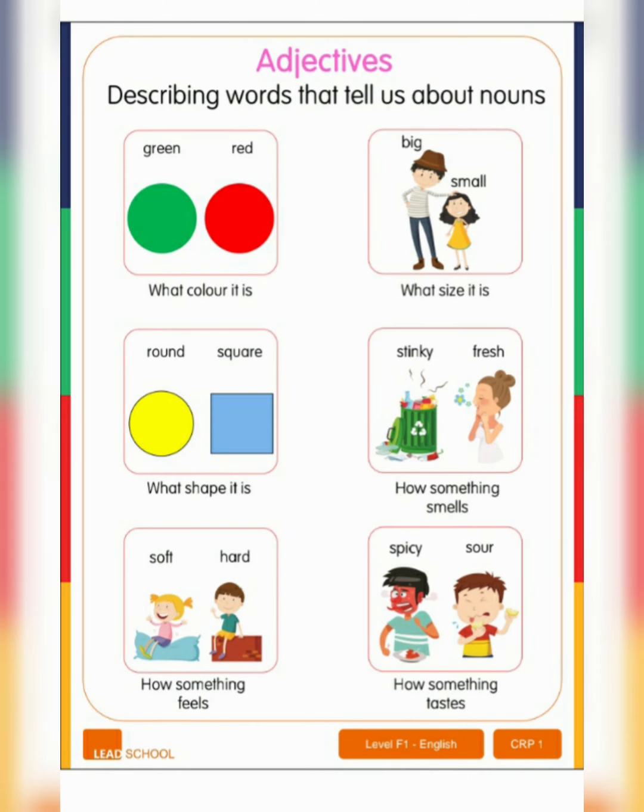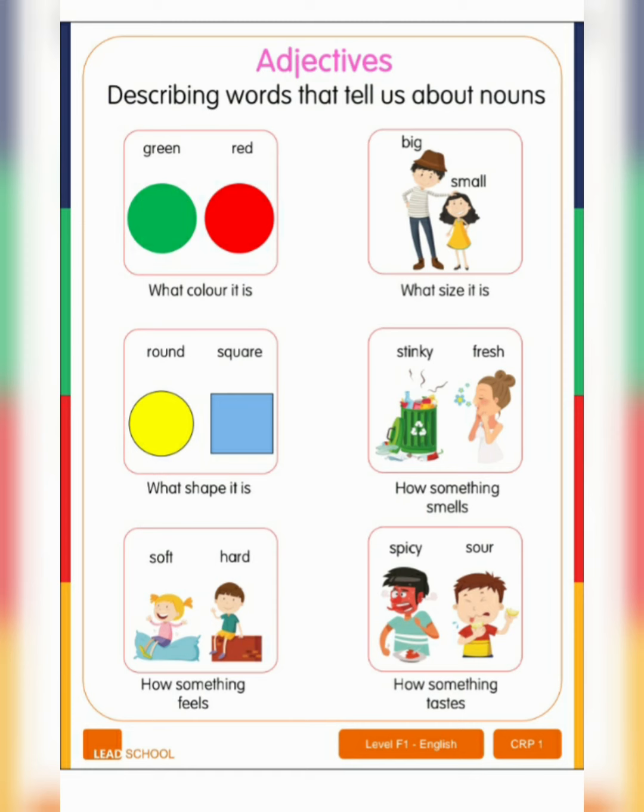Now students, in the grammar section we will do a quick revision of adjectives. As we know, adjectives are describing words that tell us about nouns. So see the first picture. Adjectives tell us what color the noun is. Adjectives tell us what size of the noun is in the picture. Adjective tells us what shape the noun is.